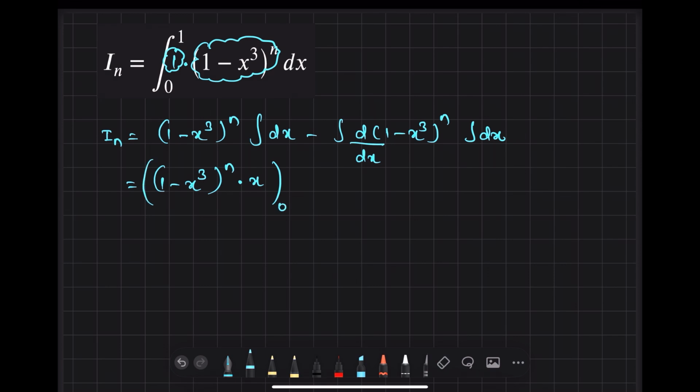Okay, limit is ranging from 0 to 1, minus, now let's differentiate the given function. So the power will come down, so n times (1 minus x cube) to the power n minus 1, and then you have to differentiate this function. You know that the differentiation of 1 is 0 and the differentiation of minus x cube is minus 3x square. Okay, and integration of 1 with respect to x is what? x dx.